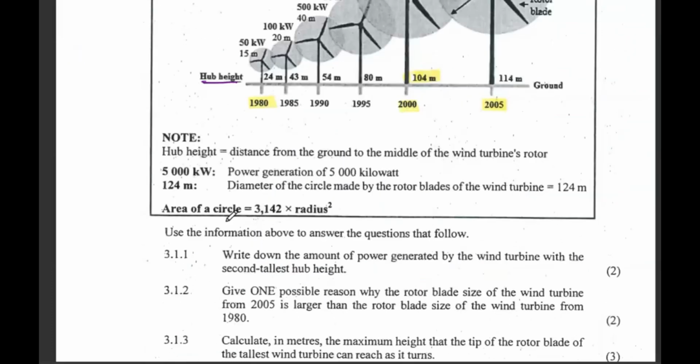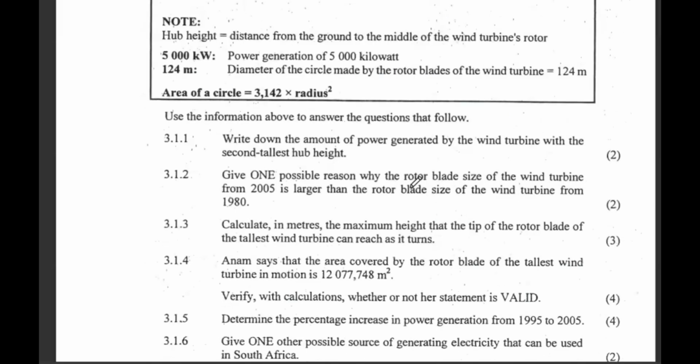Then we come back and we say 5,000 kilowatts, the power generation, then 124 meters, the diameter of the circle made by the rotor blades of the wind turbine. All right, area of a circle, everyone knows this as πr squared, which is the same as 3.142 times radius squared.